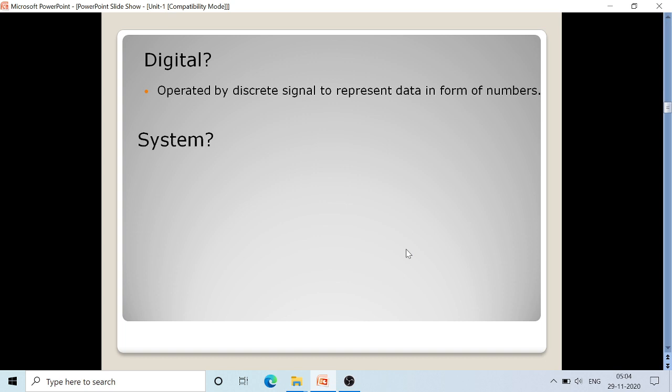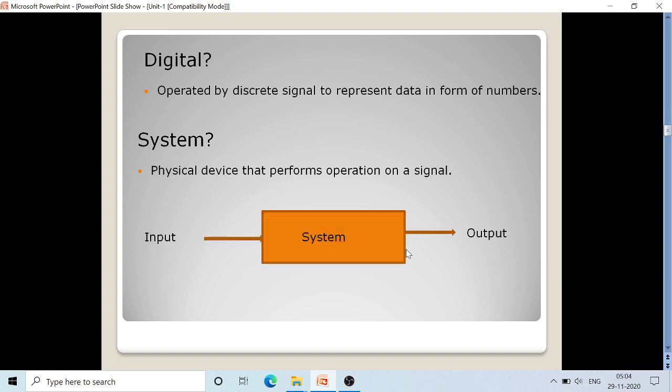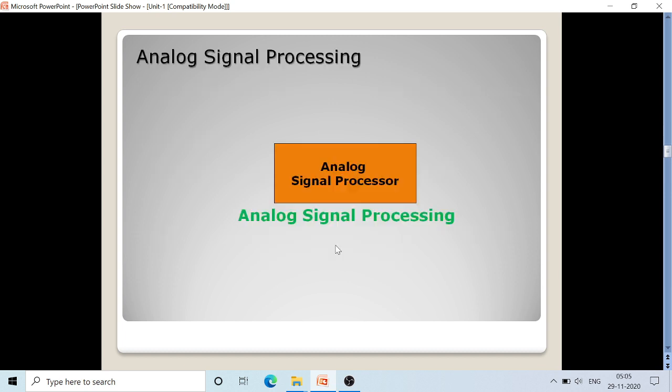Now the system. A system is basically used for processing purposes. It is a physical device that performs operations on a signal. Whenever we want to see it in a graphical way, we provide the input, the system is used as a processing unit, and then it generates the output.